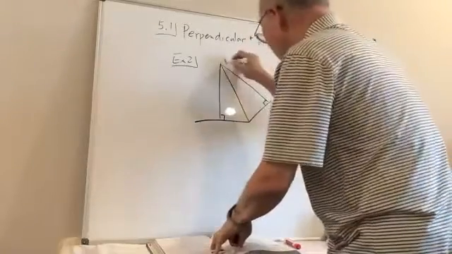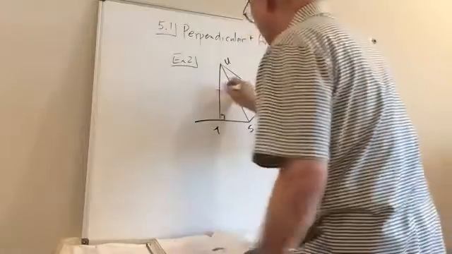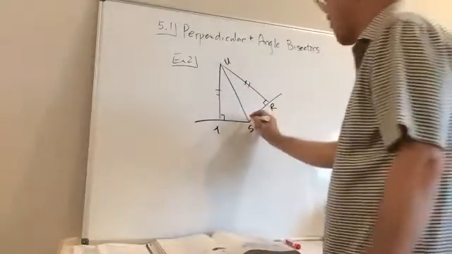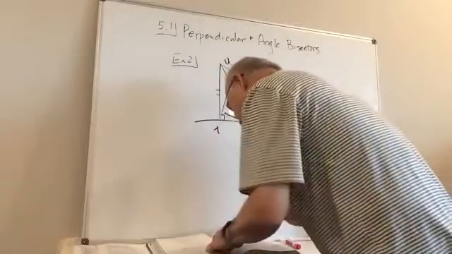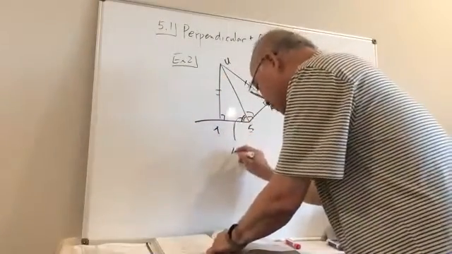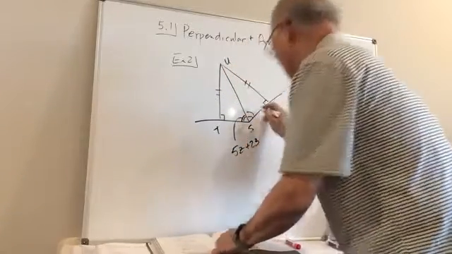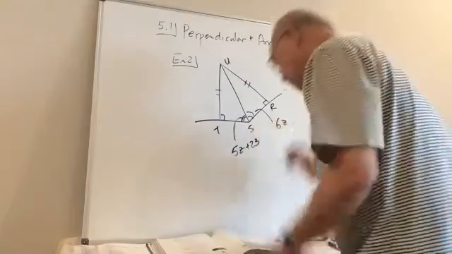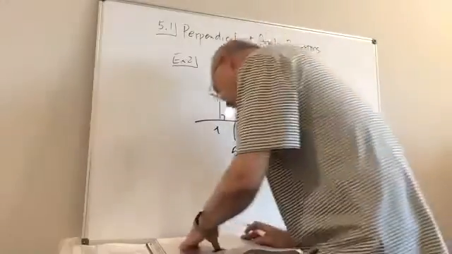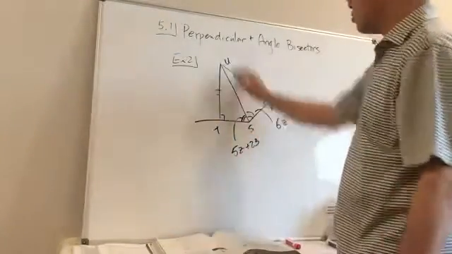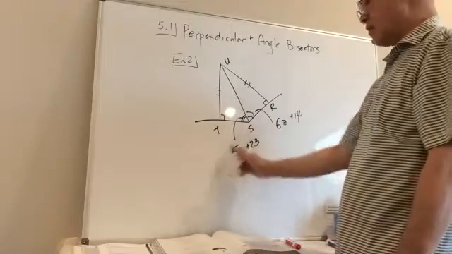And I have U, T, S, R. I am told these two are the same. So this is an angle bisector. This angle and this angle would be the same. And I've been told that this guy here is 5z plus 23. This angle here is 6z plus 14. And I want to find the angle TSU. So I want to find one of these angles. So I can do this and find out what z is.